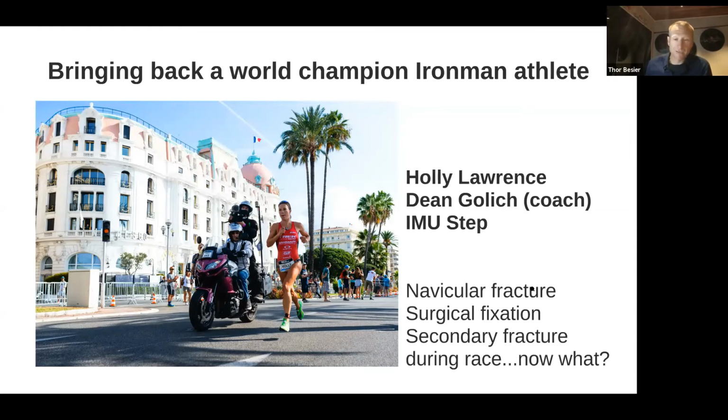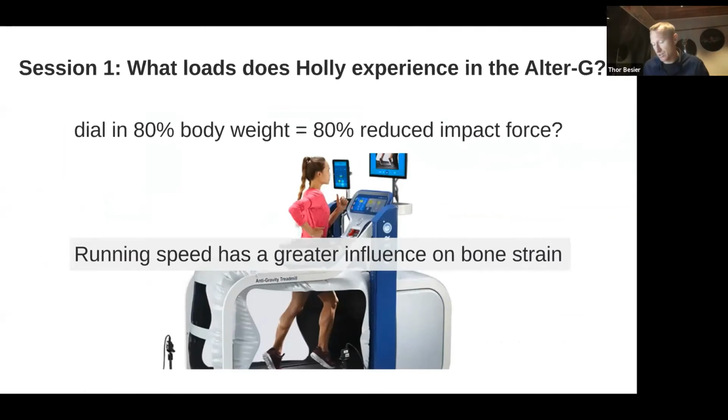She still managed to finish the competition though, finished the race. But the question is now what? And so Dean was faced with this. Dean started working with her before she had surgery. So the idea is, how do we bring her back to high performance sport, knowing that she's had this horrible fracture?